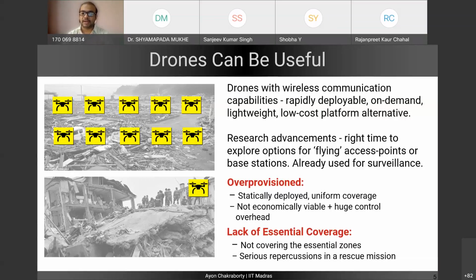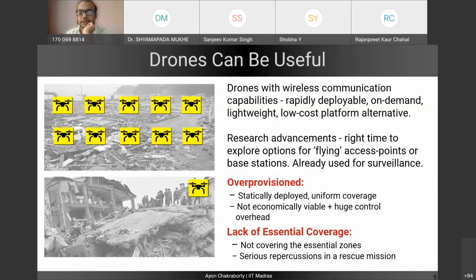And if you just have one, as you see in the bottom picture, it will lack the essential coverage, right? Since you are not sure where the victims are, where you have to put the drone in order to help the victims, you will lack essential coverage. So you cannot send the drone to the essential locations where you need them the most. So this is sort of an introduction to how drones can be a new useful thing in this space.